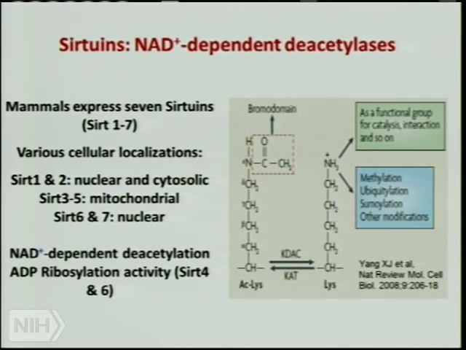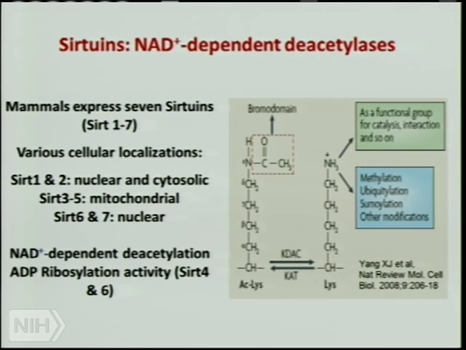So there are 7 sirtuin deacetylase enzymes, and these are distinct from the histone deacetylases, which are zinc dependent. These are, as I alluded to earlier, NAD dependent. In mammals, there's SIRT1 through 7. They show distinct subcellular localizations, with 1 and 2 in the nucleus and cytosol, 3 to 5 in the mitochondria, and 6 and 7 again in the nucleus.